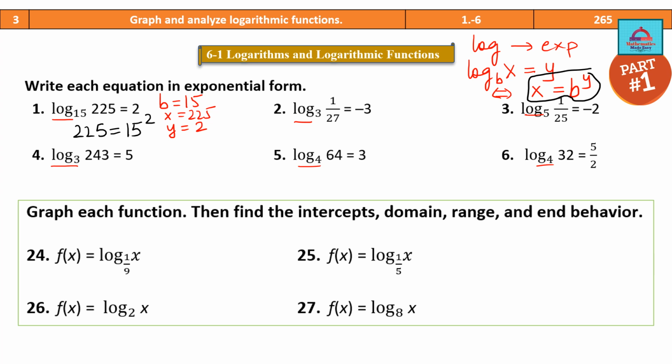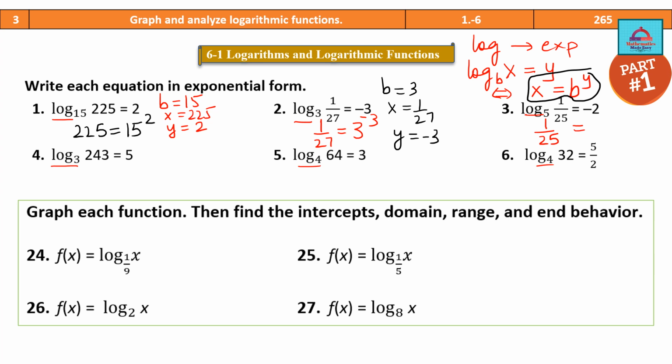Similarly here, what is the base? The base is 3. The value of x is 1 by 27. The value of y is minus 3. So I'm again going to use x equal to b to the power y. That means 1 by 27 is going to be base to the power minus 3. So I hope you've understood the pattern. I'm going to write the answers quickly now.